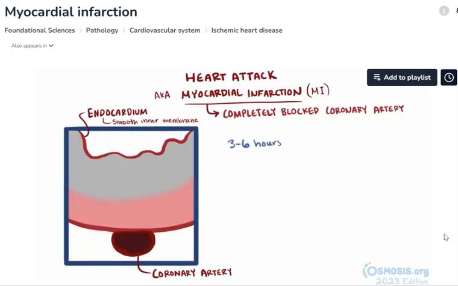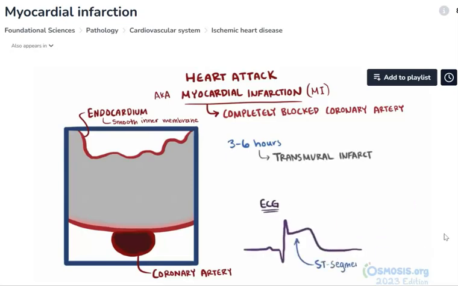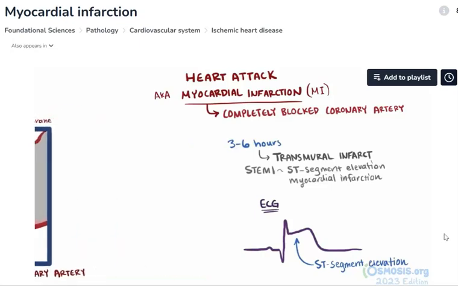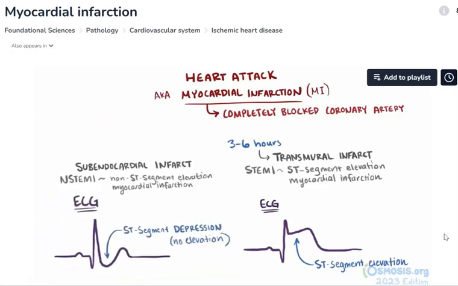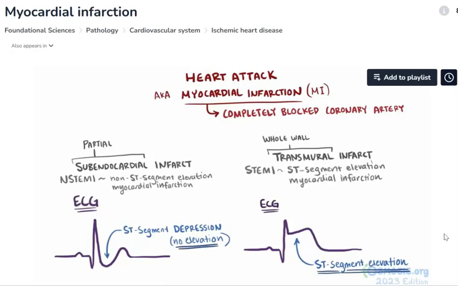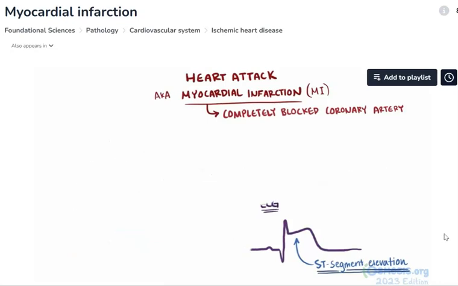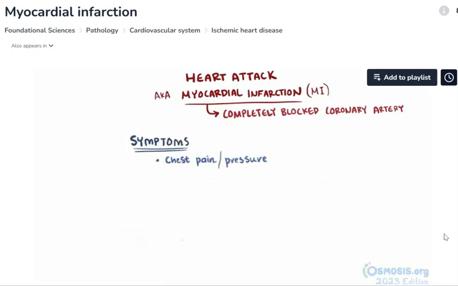After about 3 to 6 hours, though, the zone of necrosis extends through the entire wall thickness, called the transmural infarct, which this time shows up as ST segment elevation on ECG, which is why they're sometimes called STEMIs, or ST elevation myocardial infarctions. So the difference between n-STEMIs and STEMIs is that n-STEMIs don't have ST segment elevation, and these are caused by partial infarct of the wall, whereas STEMIs have ST segment elevation and involve the whole wall thickness.